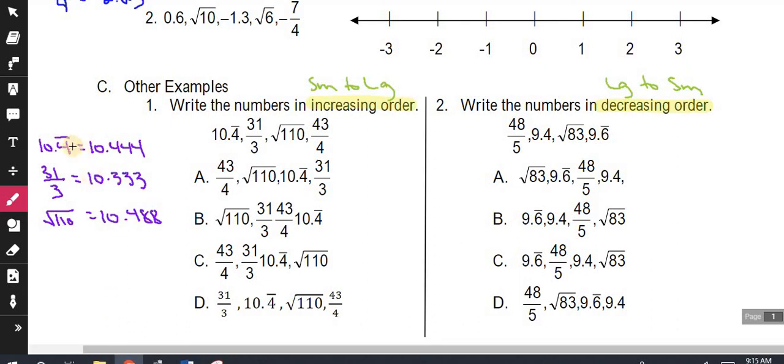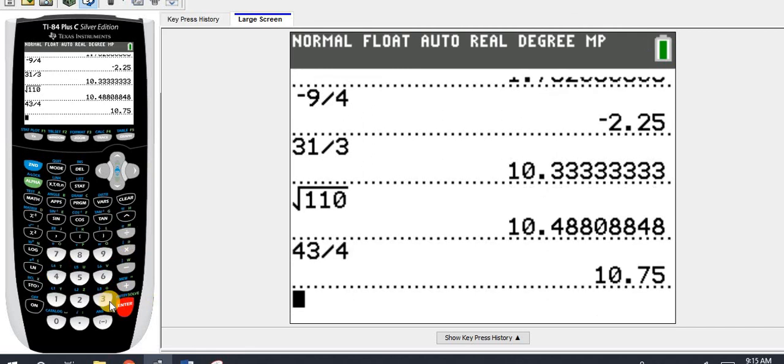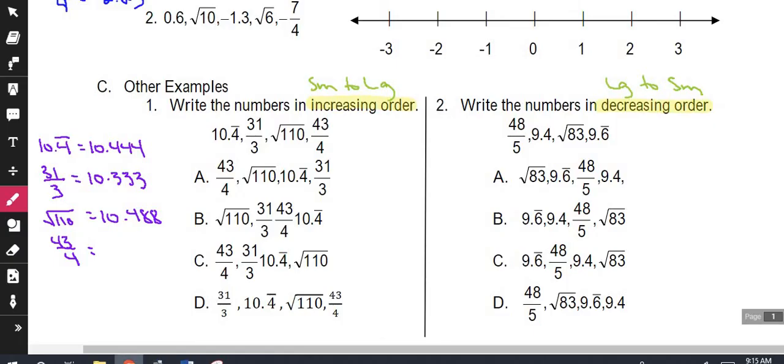Making sure we listed out a whole bunch of these 4s for that repeating 4 helps us with this comparison with that square root of 110. And then our 43/4, we're going to take that and put that in our calculator. 43/4 gives us 10.75. So these are all positive numbers, so that's nice at least.